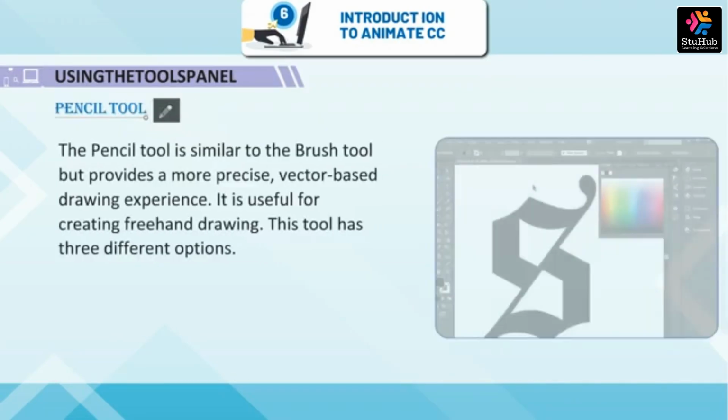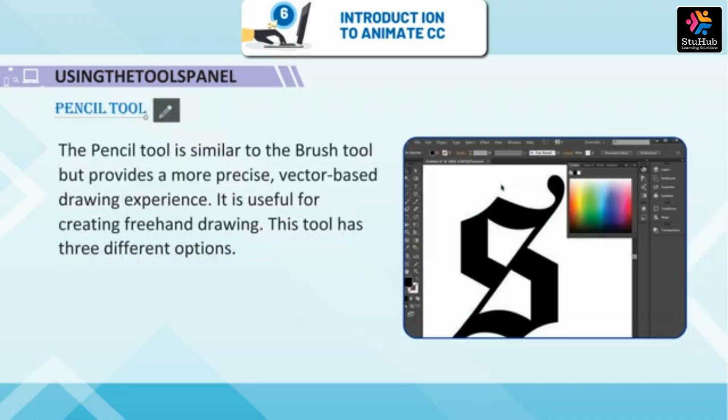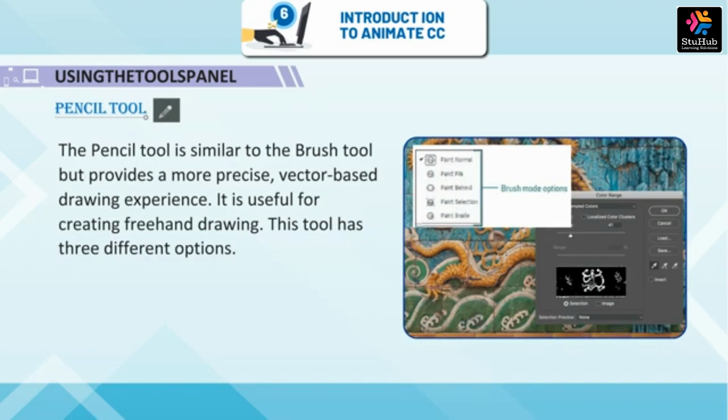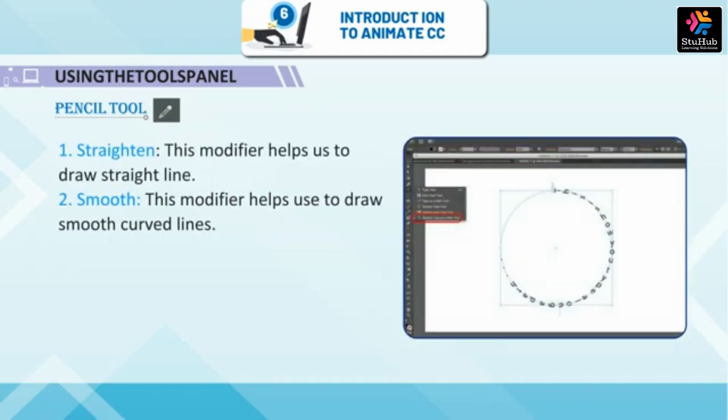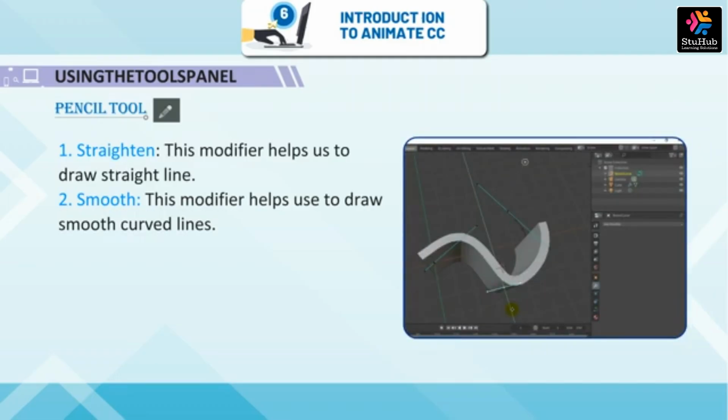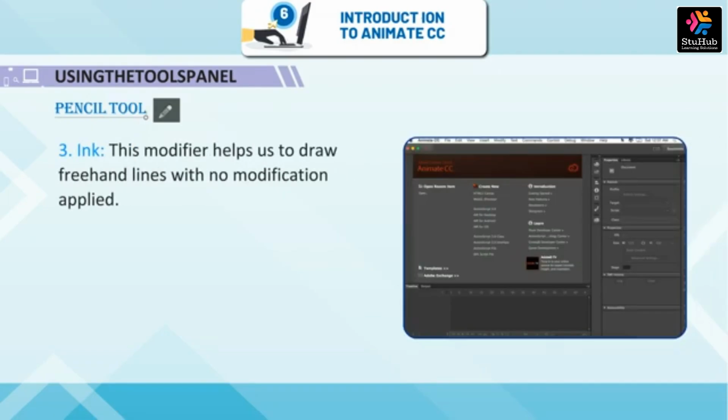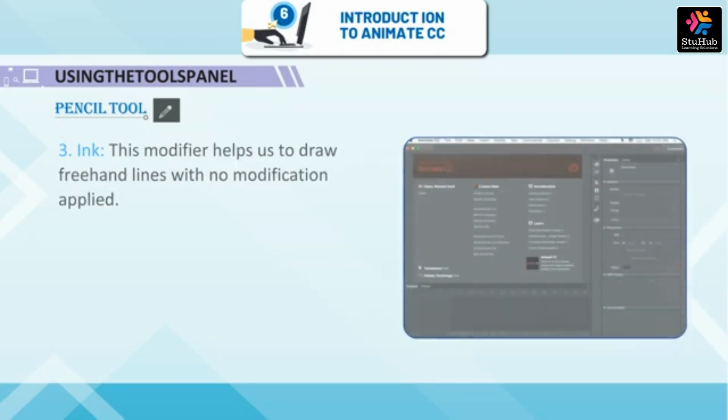Pencil tool. The pencil tool is similar to the brush tool but provides a more precise vector-based drawing experience. It is useful for creating freehand drawing. This tool has 3 different options. Straighten. This modifier helps us to draw a straight line. Smooth. This modifier helps us to draw smooth curved lines. Ink. This modifier helps us to draw freehand lines with no modification applied.